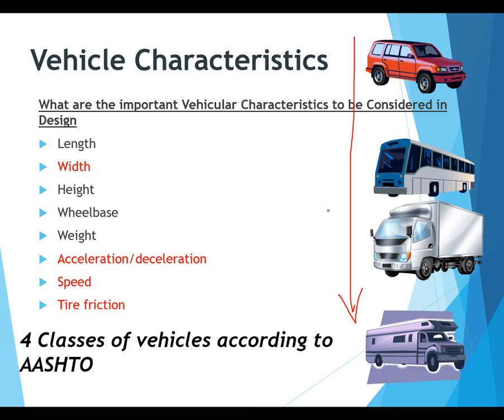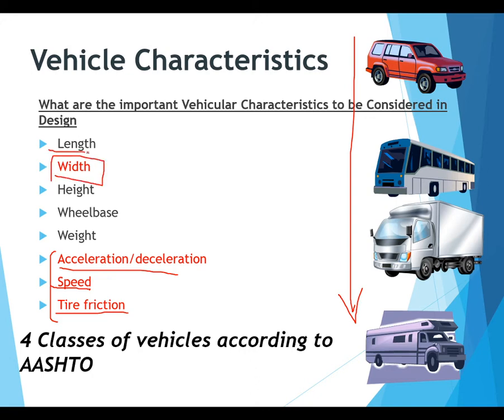So we have different kinds of vehicles, and these are some of the characteristics that we consider: length, width, height, wheelbase, weight, and also lots of things we use in highway design: acceleration, deceleration, equations we're going to talk about in a second, speed and tire friction. These are used in our stopping sight distance and passing sight distance and other factors for the driver. And we also talk about width. This is when we talk here about the width of a car.